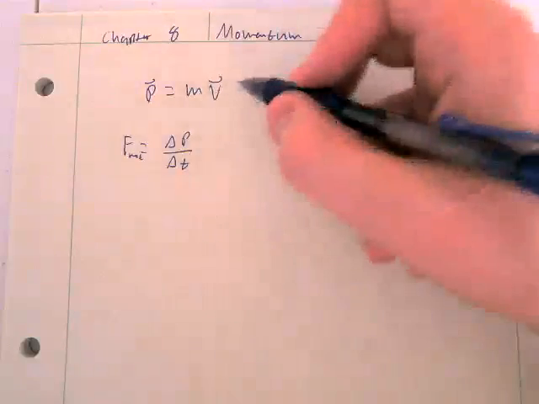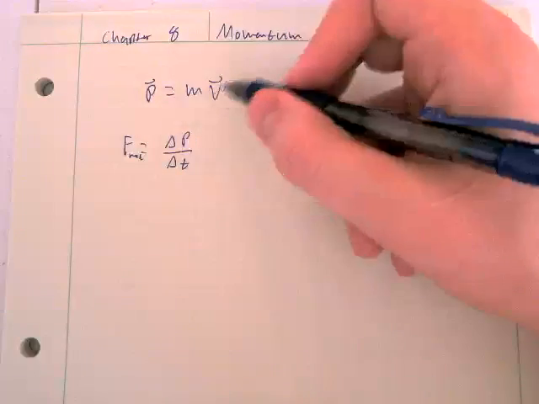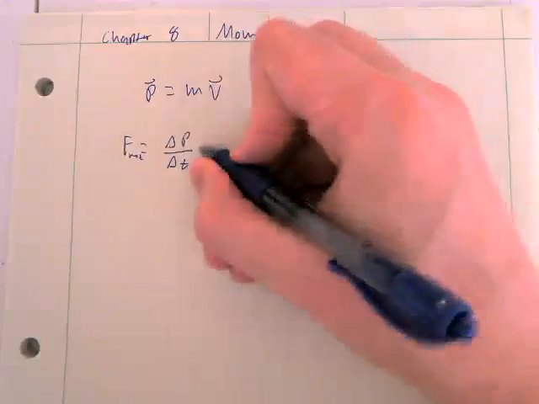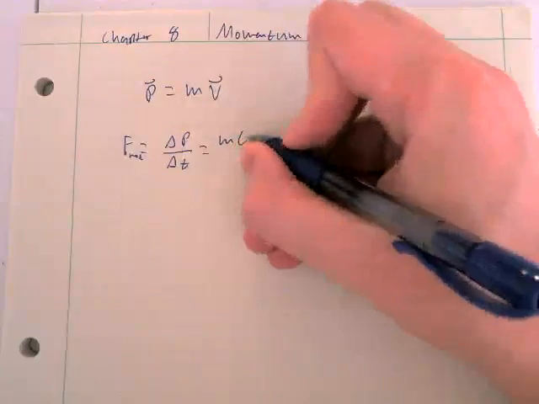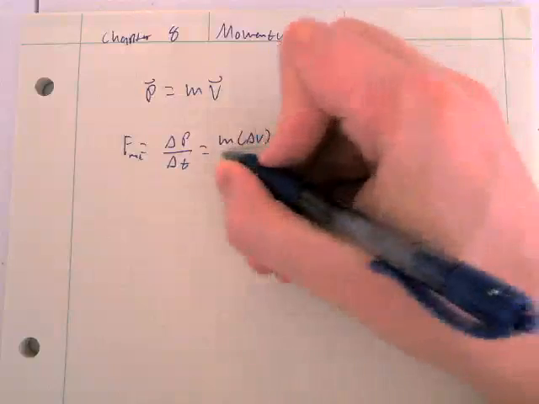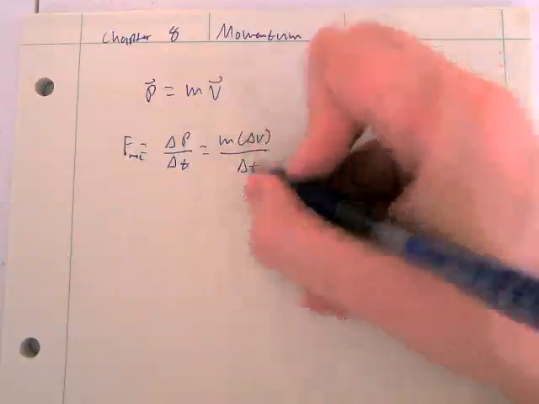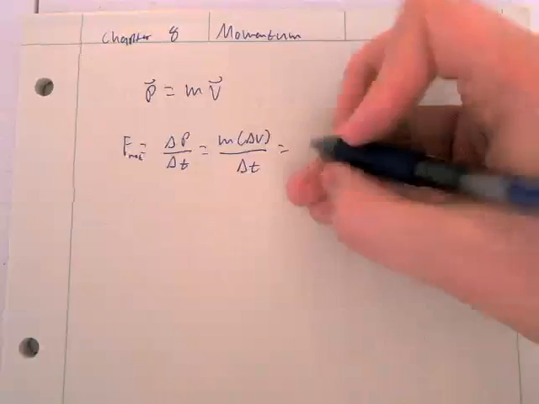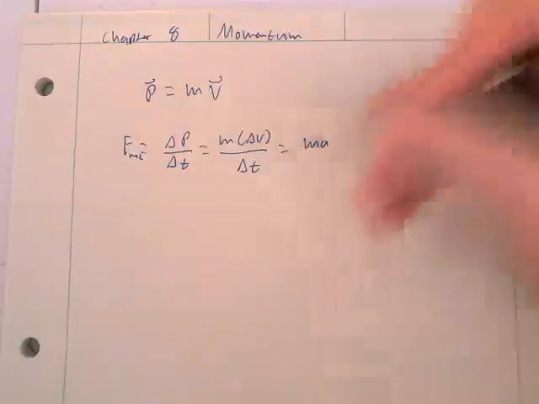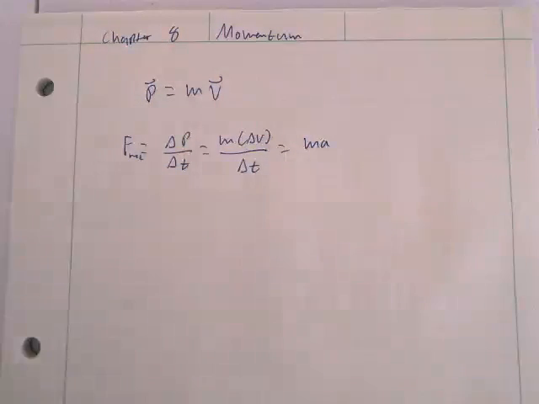So if you have some object moving along and the velocity changes, that of course is an acceleration, right? And as we know, F net equals ma, right? So we can actually write it like this. We can say m times delta v over delta t. What is m times delta v over delta t? Delta v over delta t is just a, right? So you can say this is also ma, right?